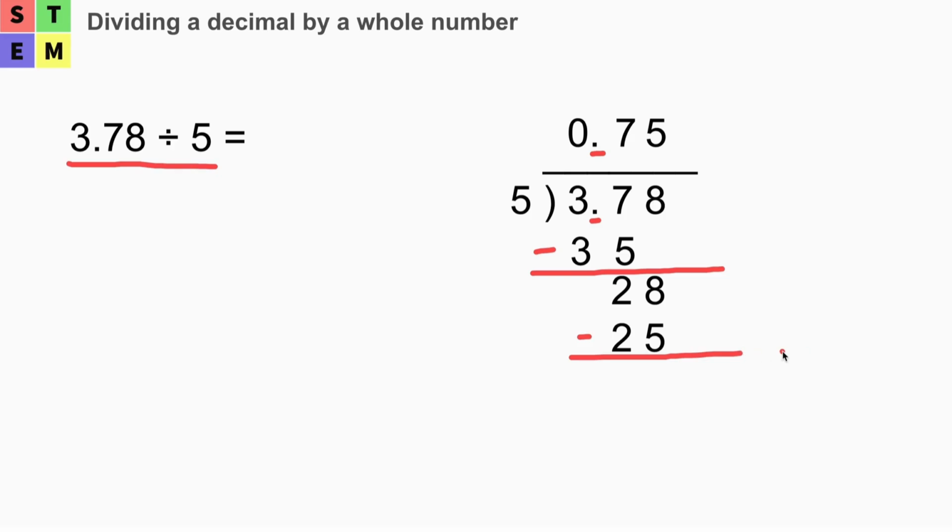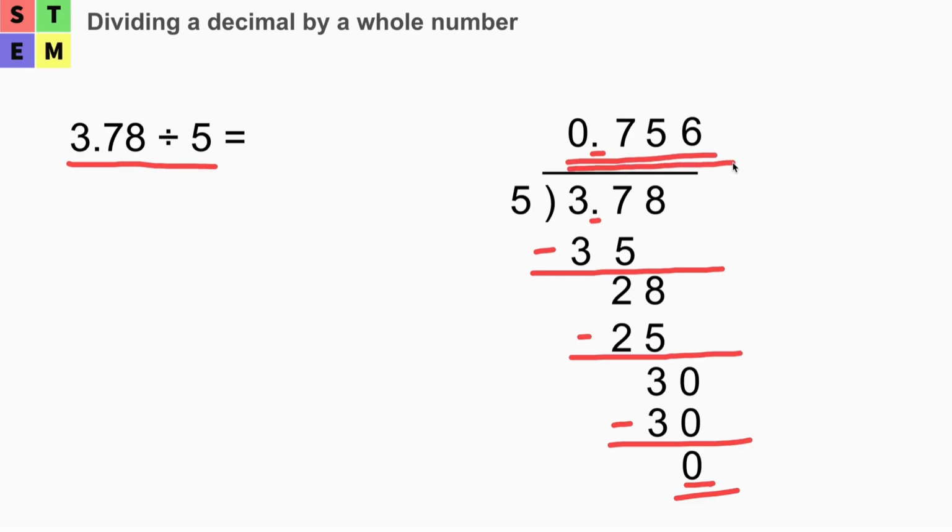And then we just need to continue, so we are adding 0 there. So we got 30, and how many 5s are there in 30? We got 6, right? So 5 times 6 equals 30, and once we do the subtraction, we'll have 0. All right, so that's why we got the result 0.756. So 0.756, that's the result.